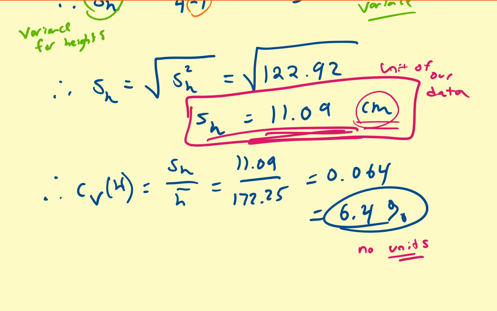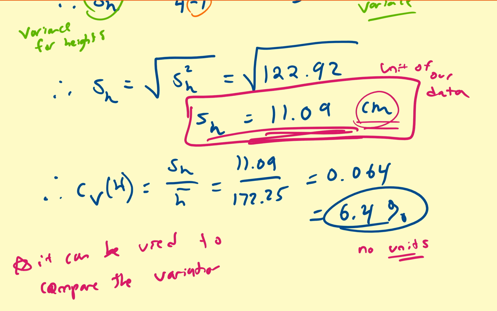And the reason why the coefficient of variation is useful is because it can be used to compare the variation of two sets with different units.